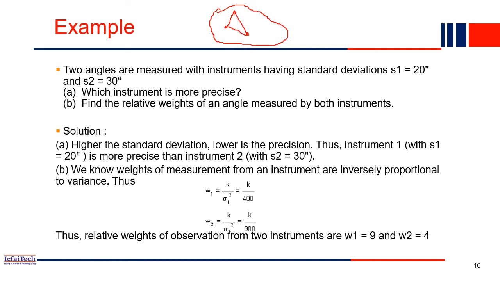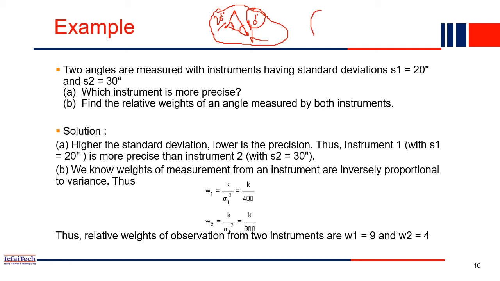Okay, so this angle you have measured with an instrument having a 20 second standard deviation, whereas this angle you have a 30 second standard deviation error. So now which instrument is more precise? Okay, no, that is not the thing.